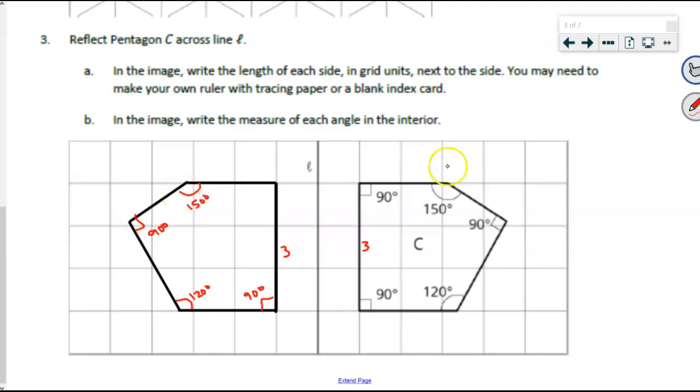150 degrees, because it's this angle that's then reflected. It looks like 1500. Let me rewrite that. 150 degrees, 90 degrees, and this one here is 90 degrees. So what is happening here? Even in that reflection, we are seeing the same things, that the angle measures are staying the same. And we are seeing that the side lengths also stay the same.